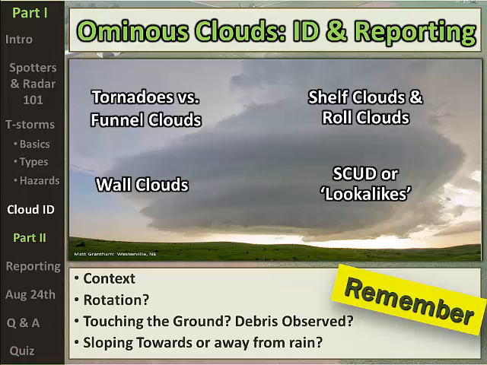One common theme to look for through all of this cloud identification will be context. Is what you're identifying make sense in the larger picture? Is what you're seeing make sense in terms of what's surrounding that feature? And then, do you see rotation? That'll be a common question we'll ask. Is there evidence of rotation touching the ground? Is there any debris observed? And is the cloud sloping towards or away from the rain? This will be important as we get into the shelf clouds versus roll clouds.